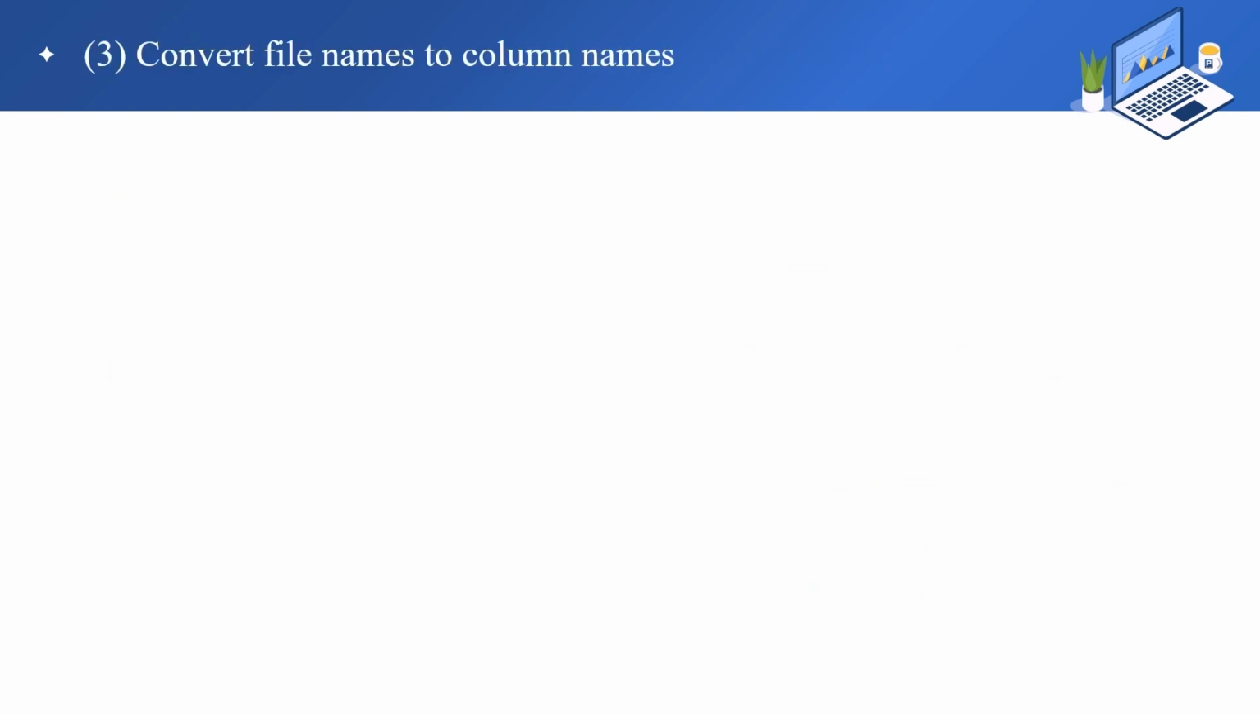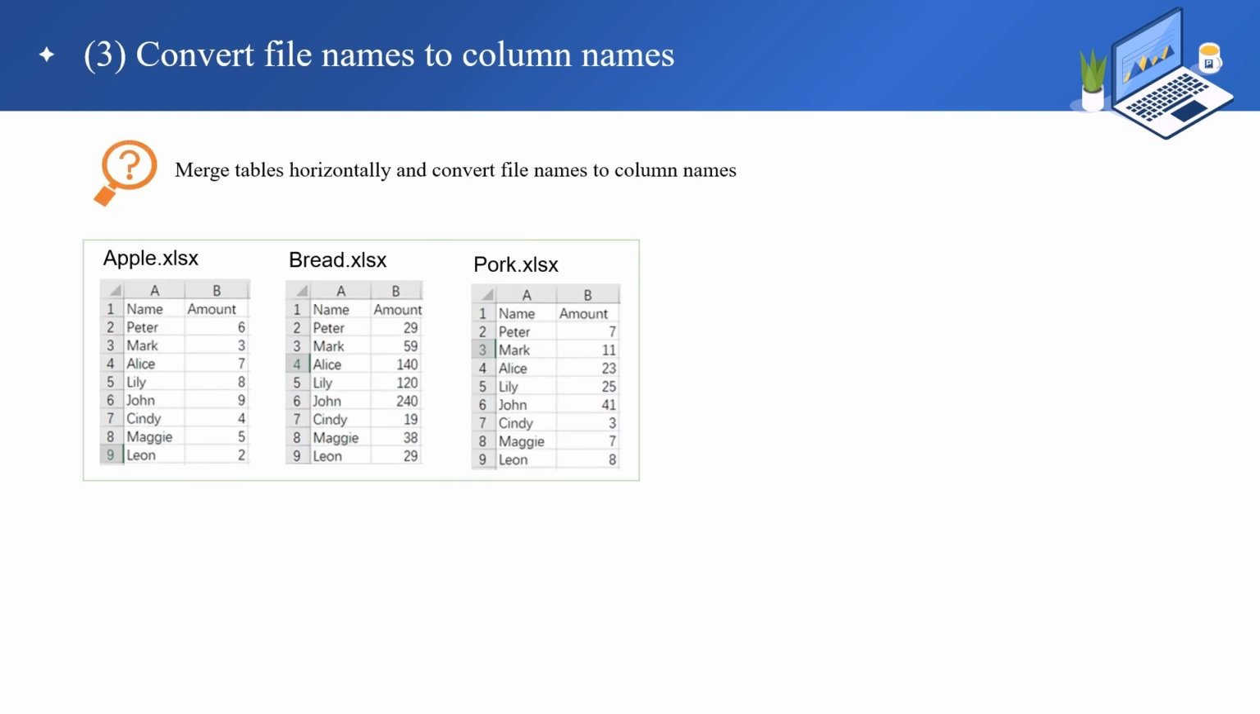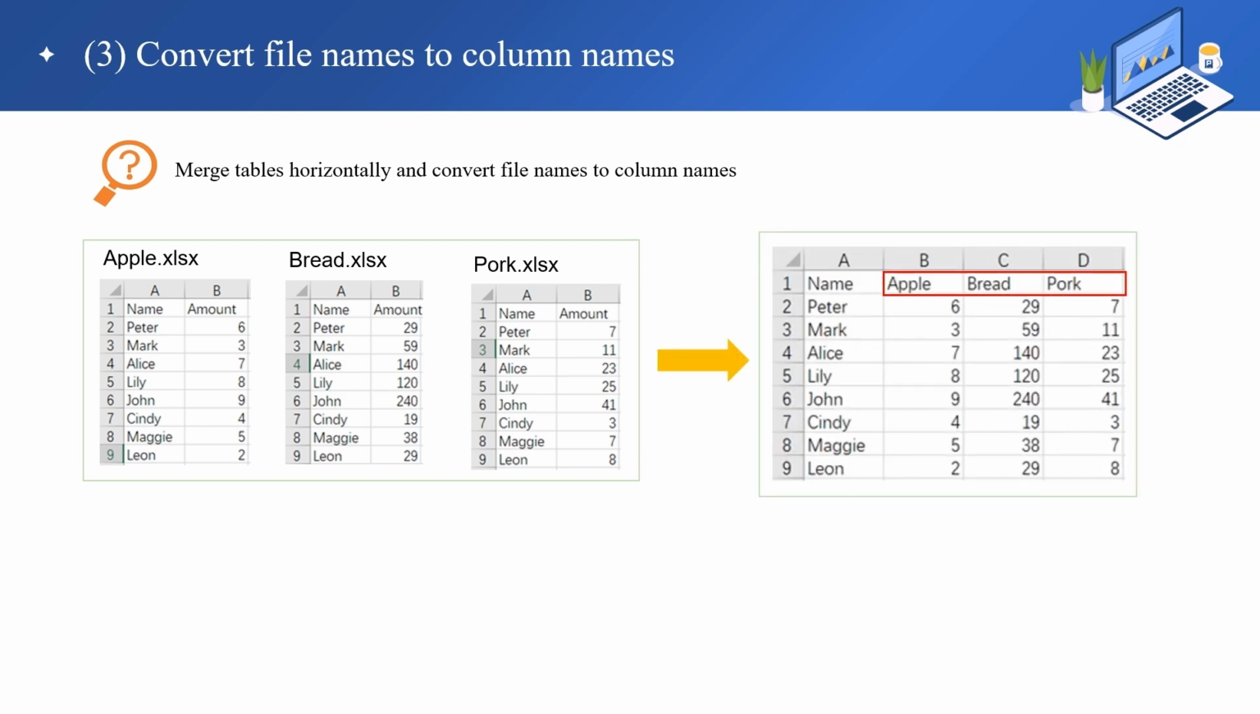3. Horizontal merge, convert file names to column names. For example, there are 3 Excel files, each of which stores a different type of amount value. Now we need to merge the 3 files, and then convert their names to corresponding column names. For instance, the merged table shows that the apple, bread and pork values of Peter are 6, 29 and 7 respectively.